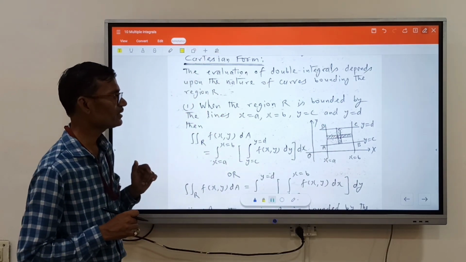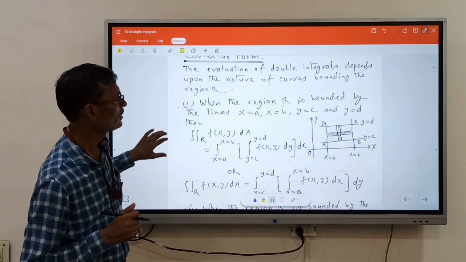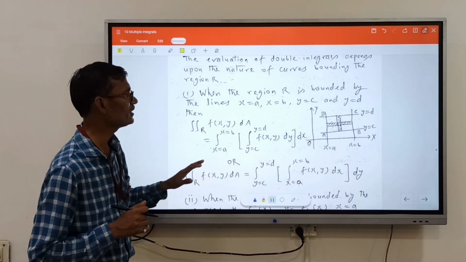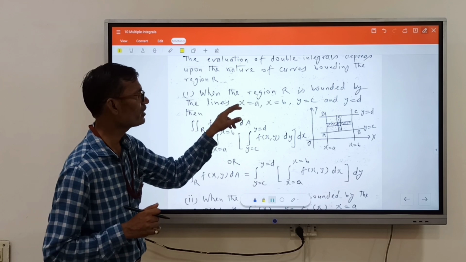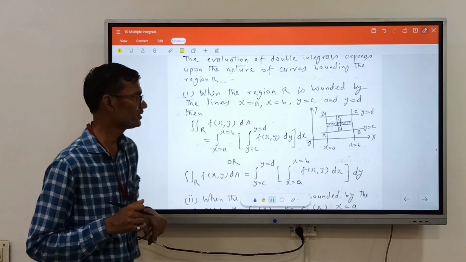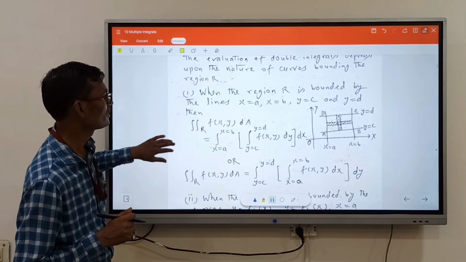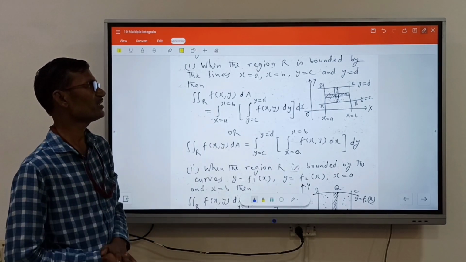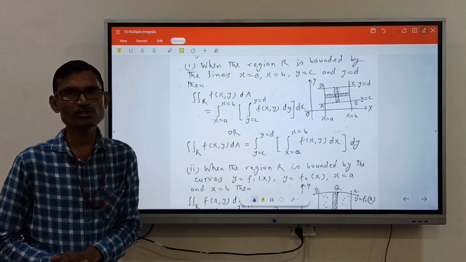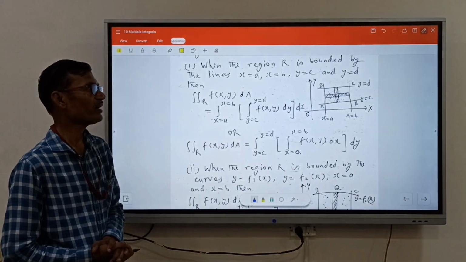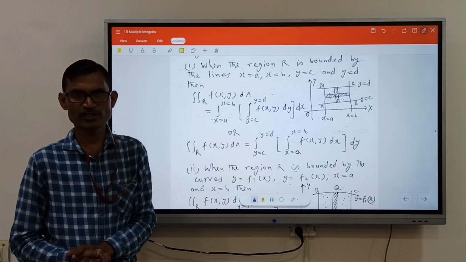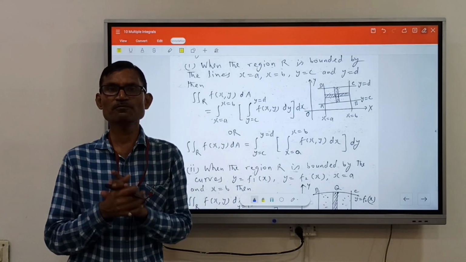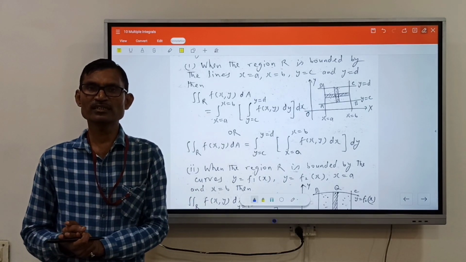So we can see here, if the whole region is bounded by this line, we can see that all the limiting values are constant here. In this situation, the region of integration is bounded by four straight lines like x equal to A, x equal to B, y equal to C and y equal to D. Here it is very obvious that the limits of both the variables x and y are constant.